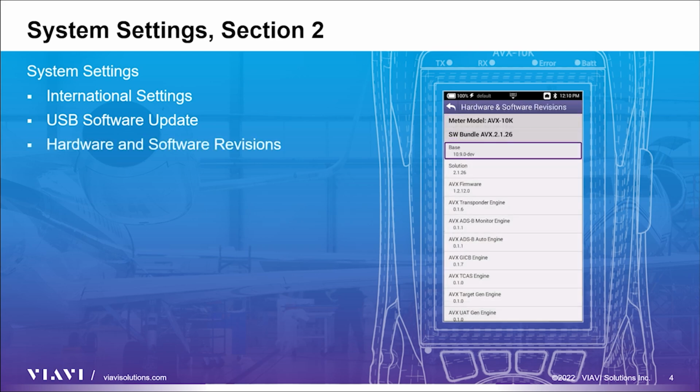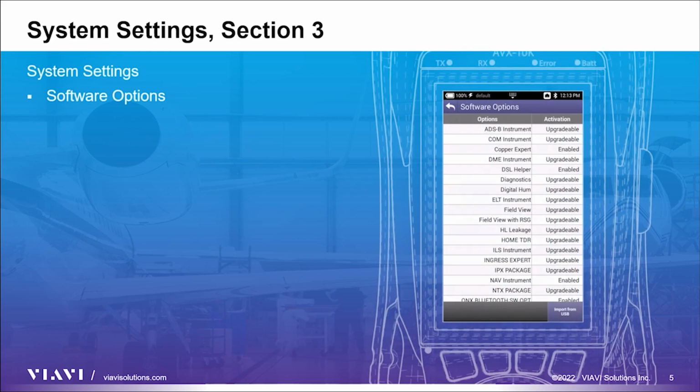Hardware and software revisions. This is where you go when someone from Viavi asks what hardware or software revisions your unit has installed. Software options. This screen provides a listing of all of the Viavi software options aligned with the AVX-10K. This will also reflect the activation level of the respective option, either enabled or upgradable. When new or recently purchased software options become available, they can be downloaded from your StrataSync account. The changes will be reflected here.